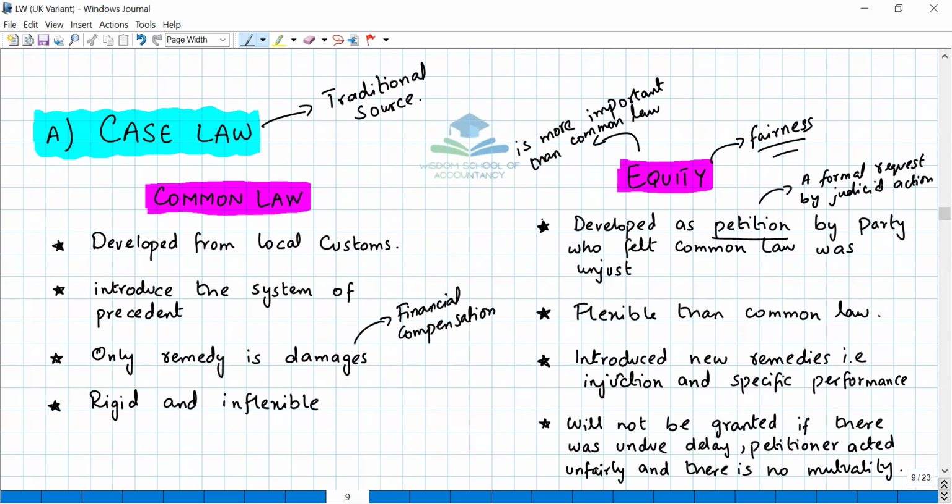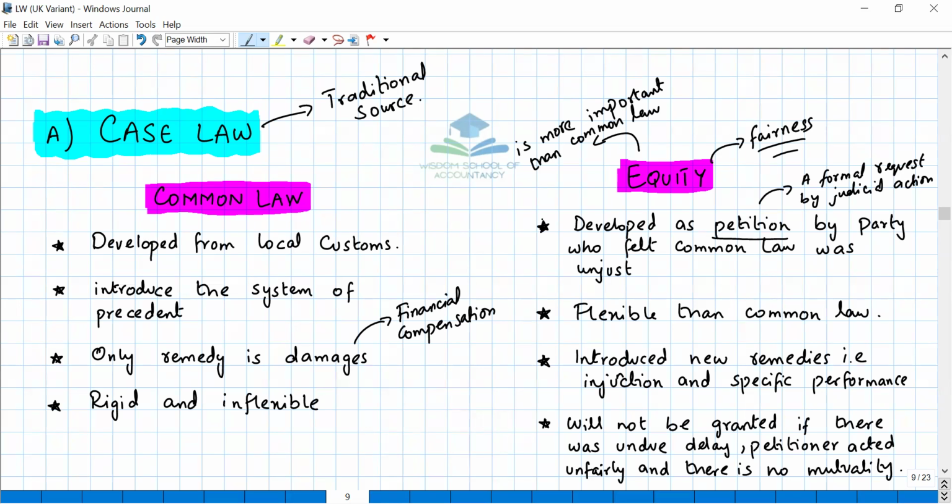Petitioner acted unfairly means you yourself acted unfairly. Like, for example, if someone broke your car, so in return, you also broke his car. So you also acted unfairly. Now you cannot go to the court and say, grant me the equity. Why? Because you had acted unfairly yourself. If someone had broken your car, just go to the court and file the case against him. That's it. You will get your remedies. So if you yourself have acted unfairly, then you will not get equity.